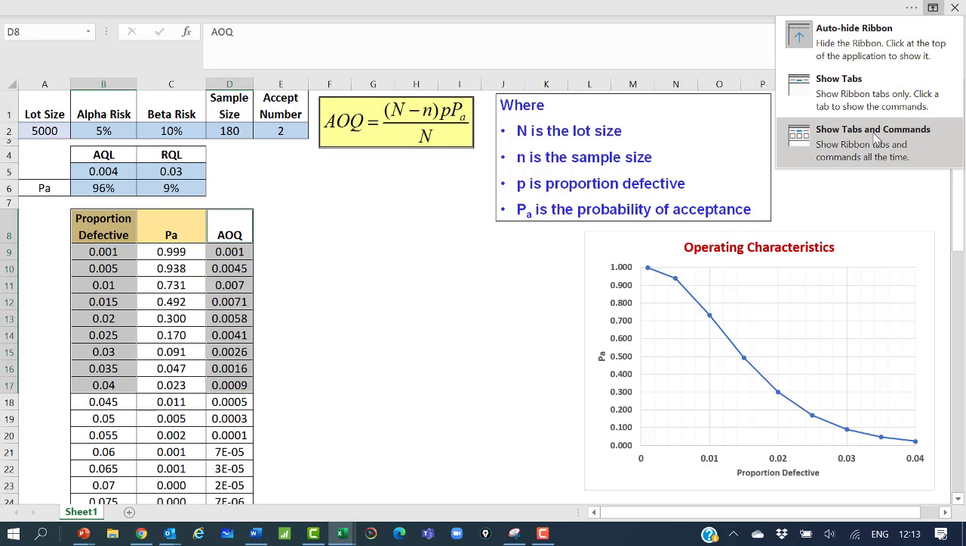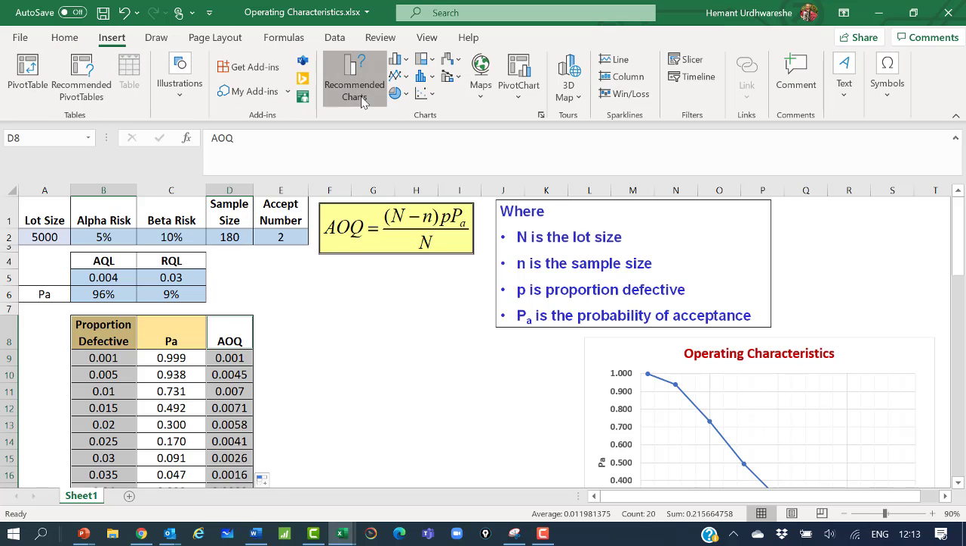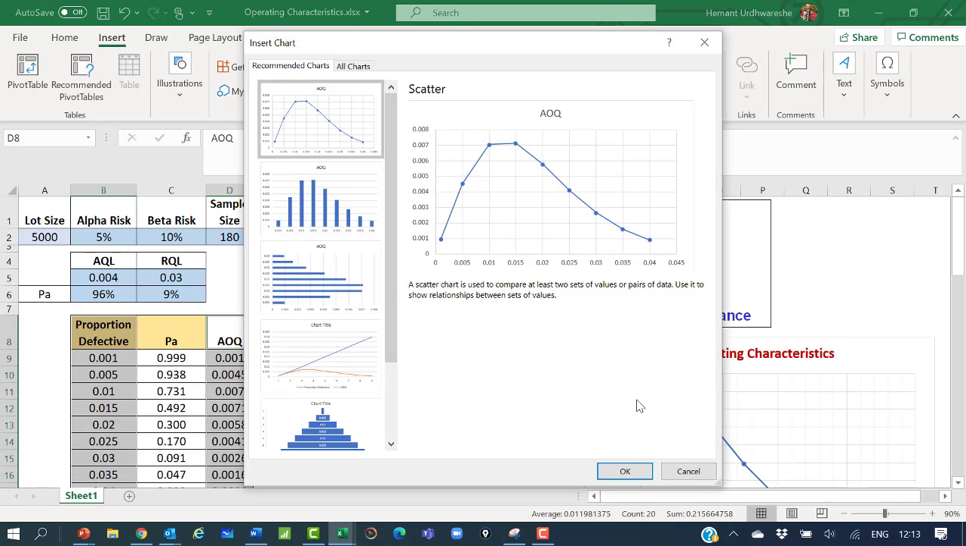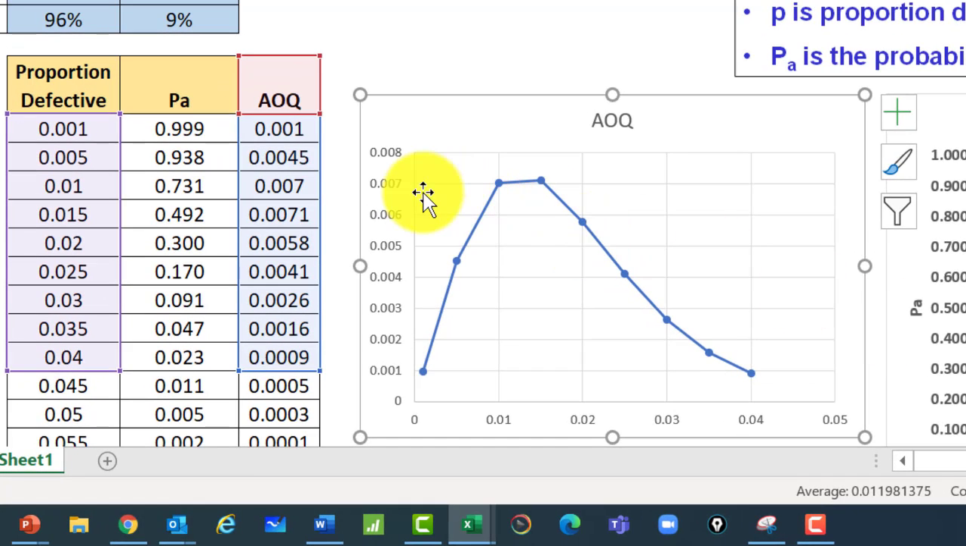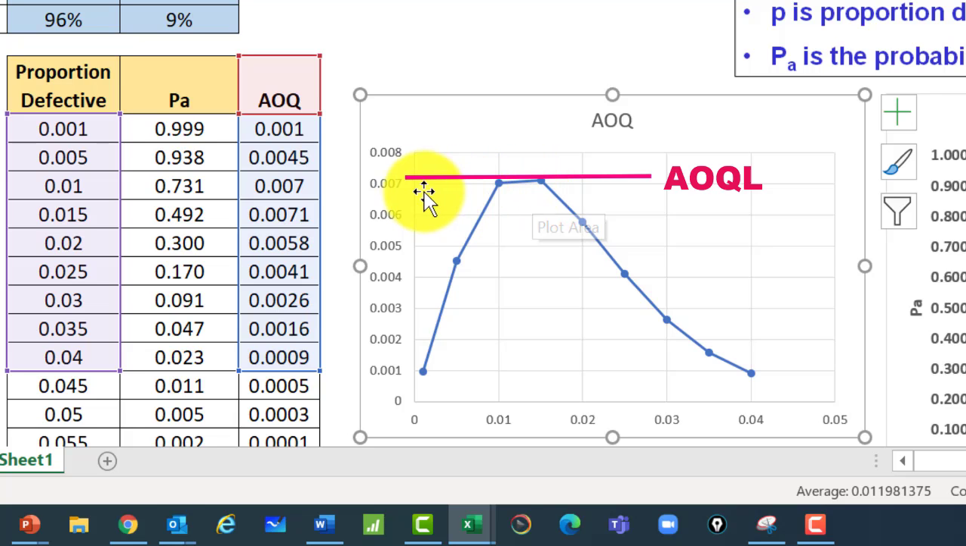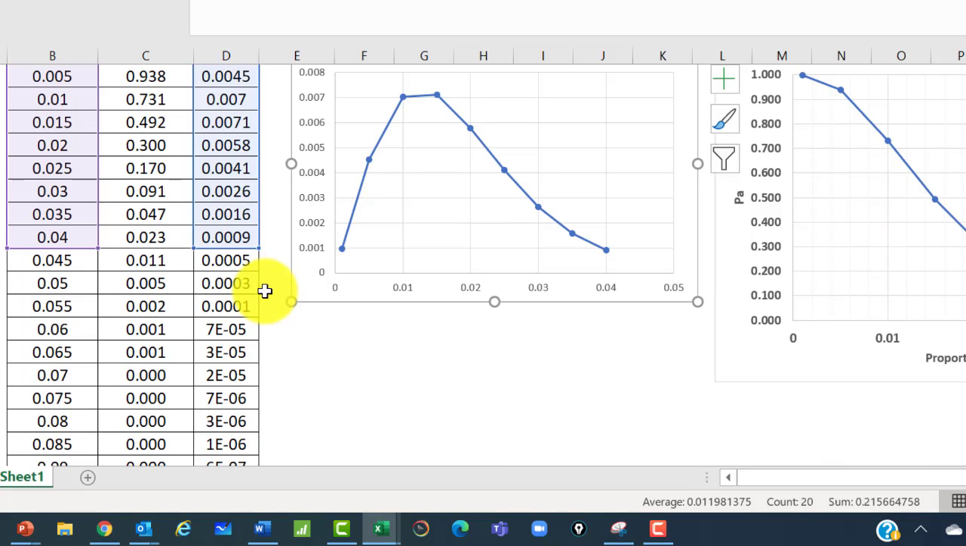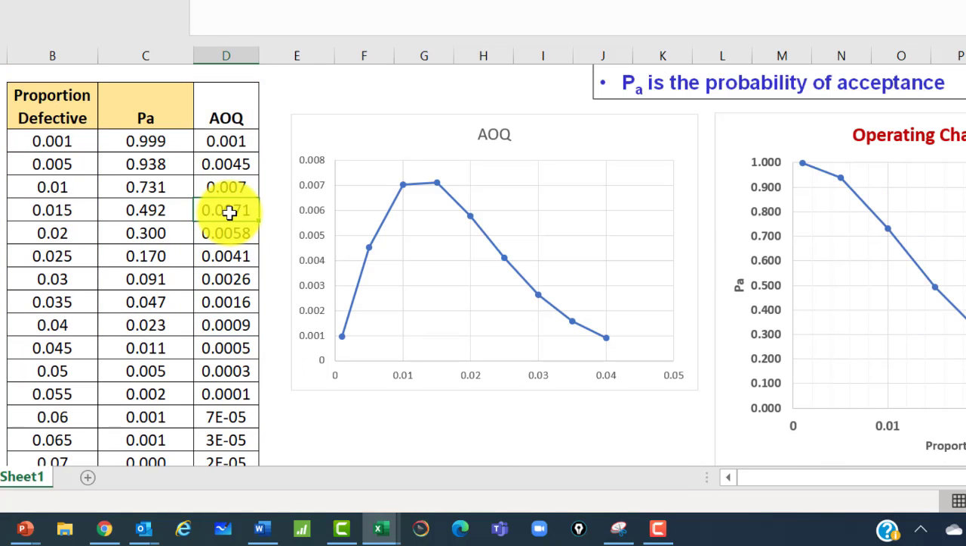use the scatter plot. So we use insert, recommended chart, scatter plot, and we can see that the average outgoing quality curve is like this. The maximum value of AOQ is called average outgoing quality limit AOQL, which is about 0.007. We can see that in the table also, maybe 0.0071 here. So this is the maximum value of the average outgoing quality, which is the AOQL.